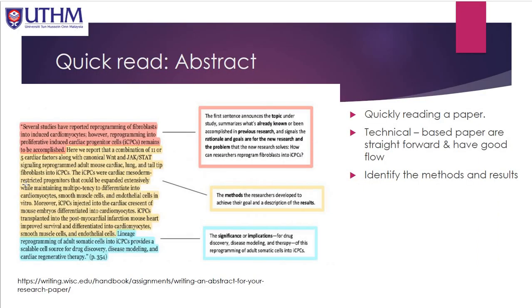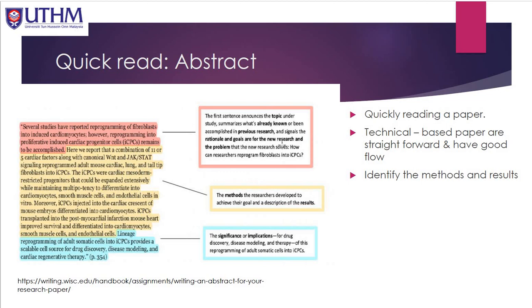All right, and quickly, this is an example of an abstract. Several studies have reported reprogramming of fibroblasts into induced cardiomyocytes. I can't see clearly. However, reprogramming into proliferative induced cardiac progenitor cells remains to be accomplished. This part actually tells you the topic, summarizing what is already known and what has been accomplished before.